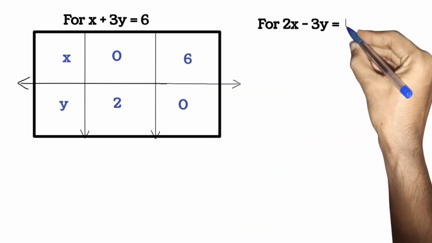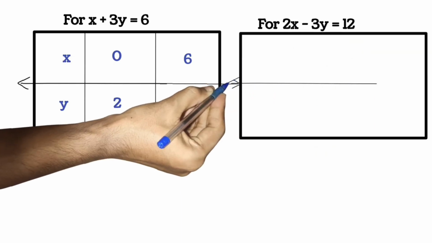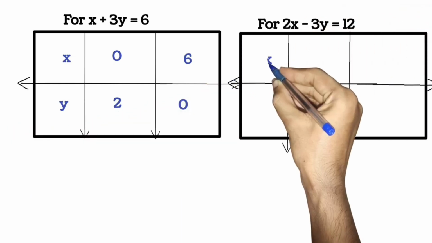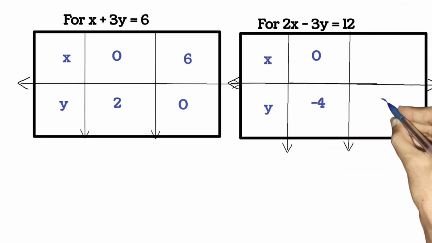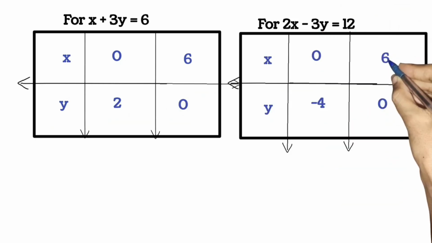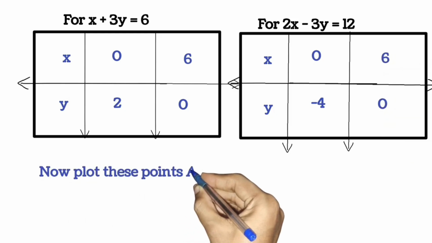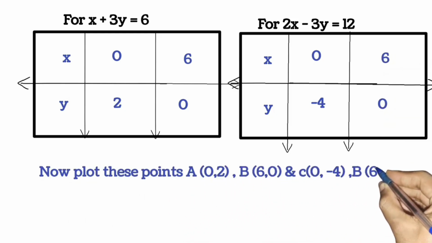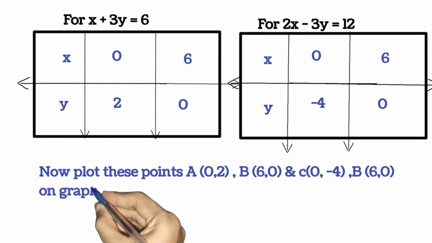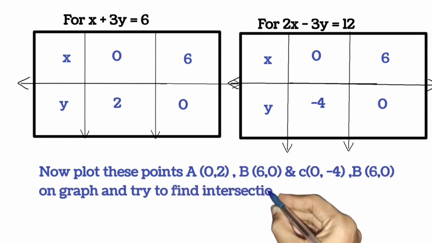Similarly, for 2x minus 3y equal to 12, we make a table and write x and y. If we take x equal to 0, then we get the value of y as minus 4. If we take y equal to 0, then we get x equal to 6. Now plot these points A (0, 2), B (6, 0) and C (0, minus 4), B (6, 0) on the graph and try to find the intersection point.